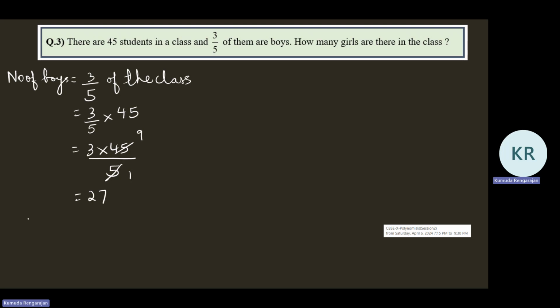So how will you find the number of girls? Now, why should you use the fraction now? 45 minus 27. See. Yeah, you understood. Yes. So how much? 18. Very good.